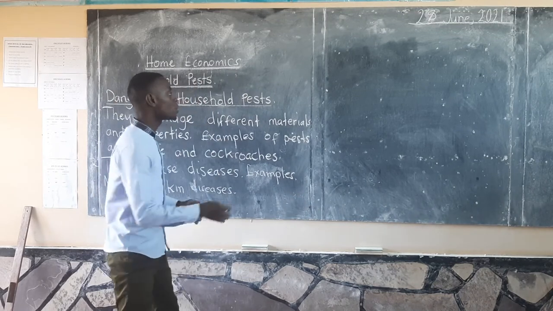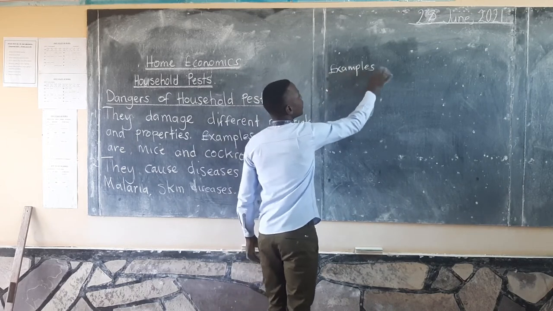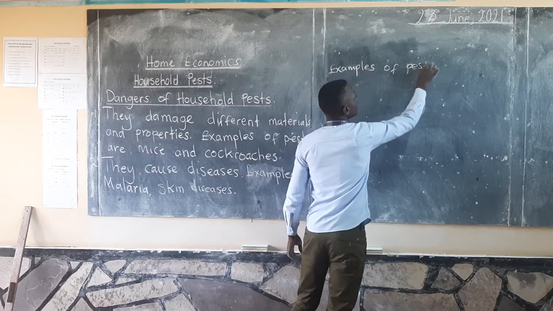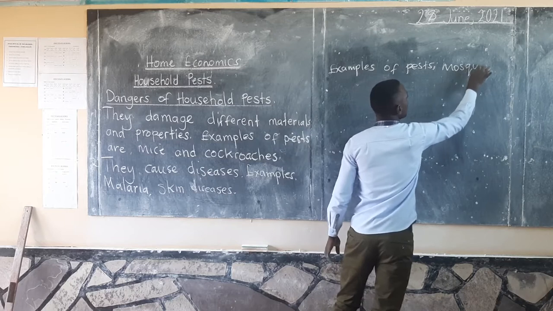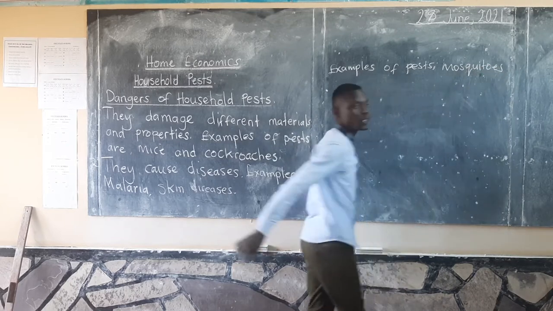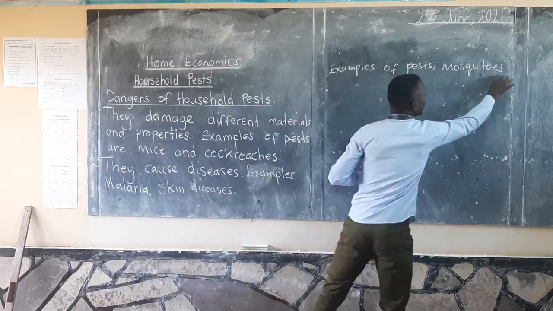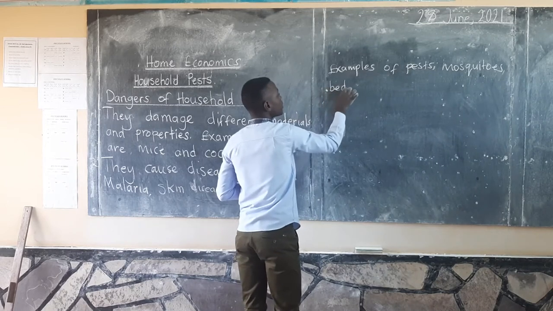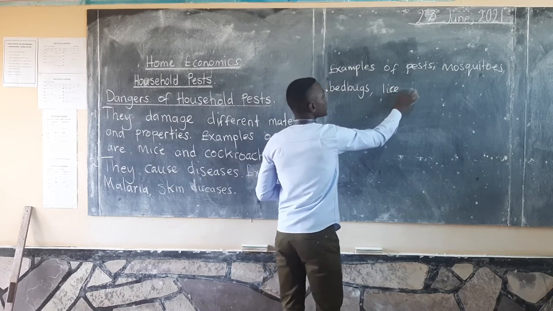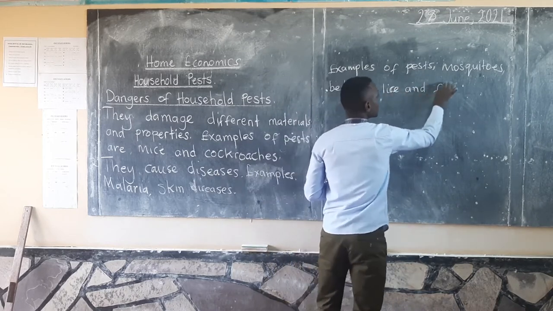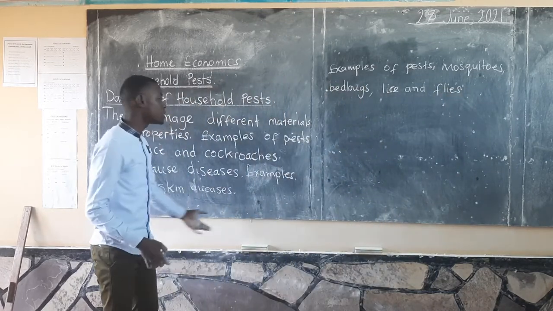We have number one, mosquitoes. We also have bed bugs, lice and flies. So these are some of the household pests that can cause different diseases.